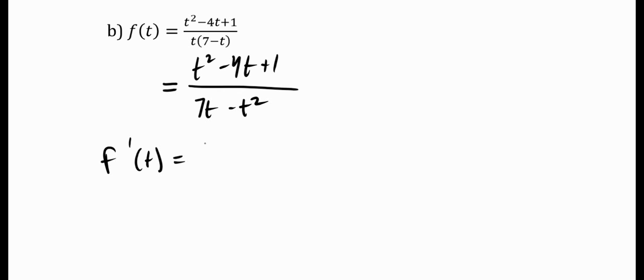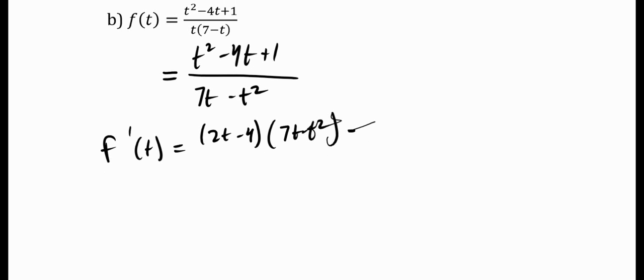Okay, f prime at t is the derivative of the top, 2t minus 4, times the bottom, 7t minus t squared, minus the top, which is t squared minus 4t. All of a sudden, my pen stopped working, and it's going to be really messy, so I hope you can follow along. Oh, there we go. Whoa, that was strange. Times the derivative of the bottom.